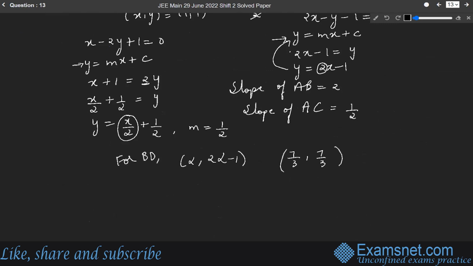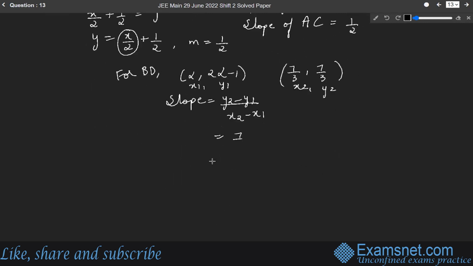We know the basic formula to calculate the slope is y2 minus y1 upon x2 minus x1, right? So let us consider this as x1, y1 and x2, y2. So the slope will be y2 minus y1. What is y2? 7 by 3, minus y1, which is 2 alpha minus 1, divided by x2 minus x1, which is 7 by 3 minus alpha, right? So this is the slope for BD.